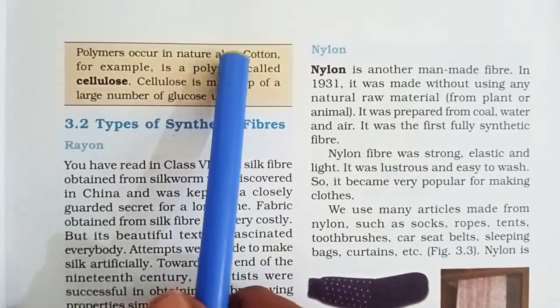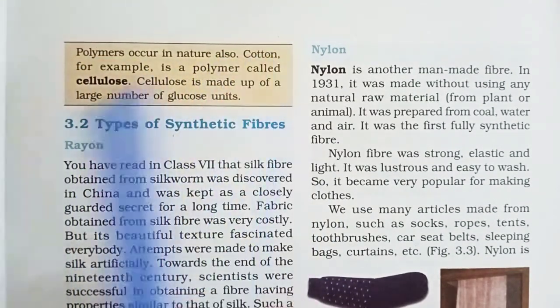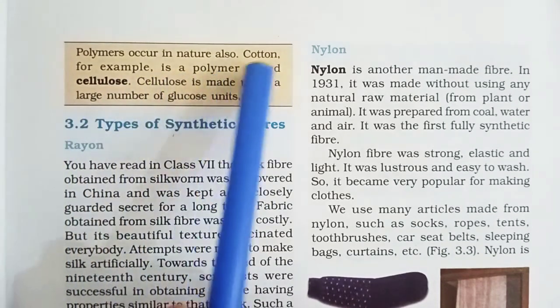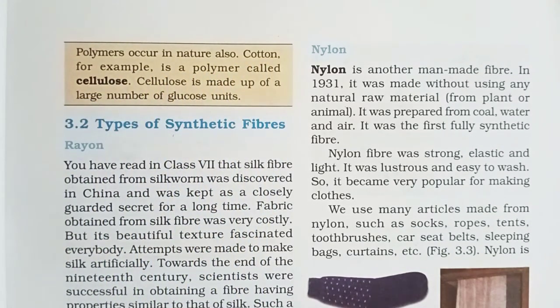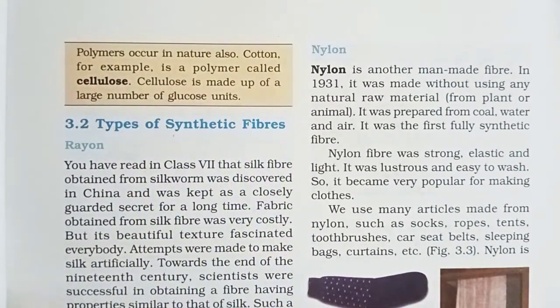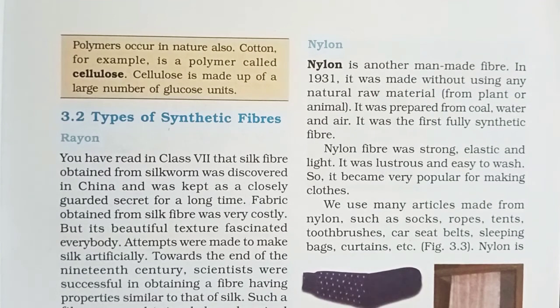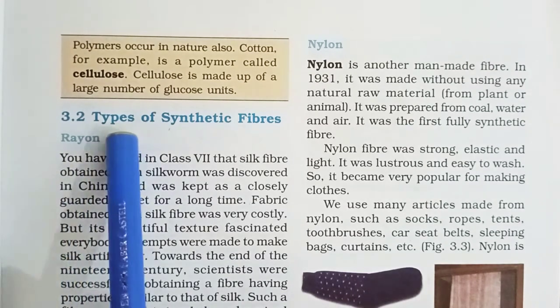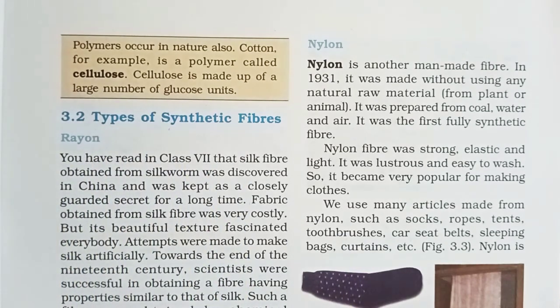Polymers occur in nature also. For example, cotton is a polymer called cellulose, that is a naturally occurring polymer. Cellulose is made up of a large number of glucose units. So many glucose units are forming together to form this cellulose. That is a natural polymer, whereas we are talking here about synthetic polymers.